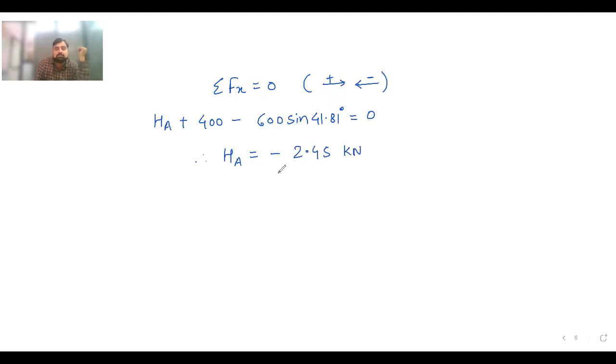This is the answer. So you are getting a minus sign over here. So the minus sign means, what should its direction be? Towards right or left? Towards left. Okay, so what does this minus sign indicate to us?